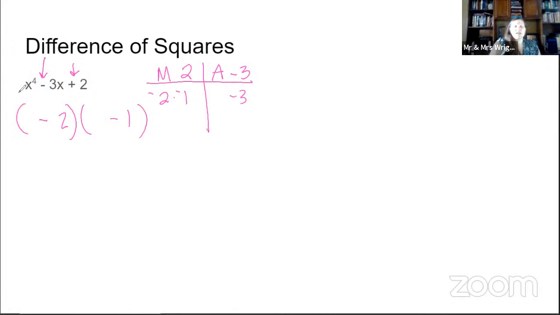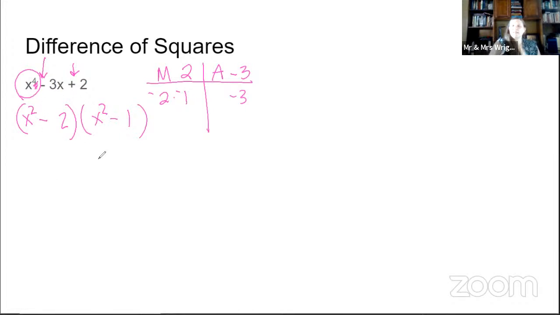Since A is 1, I know there's not going to be a number in front of it, but if you notice, this is x to the 4th instead of x squared. So we can't just put a simple x here because that won't give us our correct answer when we multiply using the FOIL method. Our first times our first gives us our first term. Well, x times x gives us x squared, not x to the 4th. So in order to get x to the 4th, it's got to be x squared here. X squared times x squared is x to the 4th.